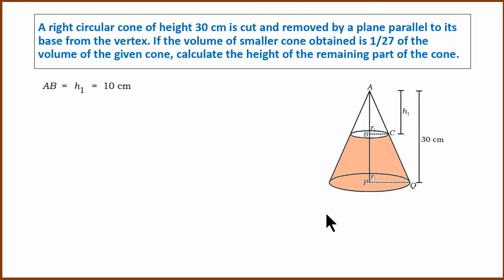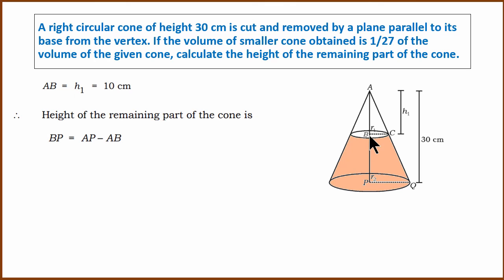Let's do that. We know the value of AB, which is 10 centimeter. The height of the remaining part of the cone is BP minus AB. So basically this height is the entire height minus this height. If you substitute that, you get 30 minus 10, which happens to be 20 centimeter. And 20 centimeter is the number that we were looking for. So that's the final answer.